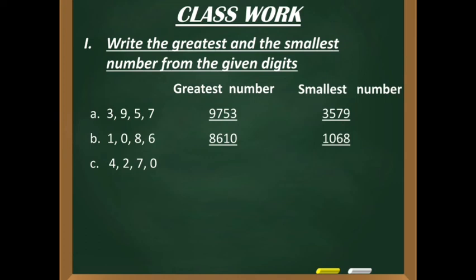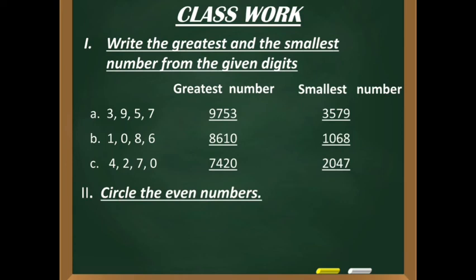Now 4270. Quickly tell me what is the greatest number? Yes, 7420. And what is the smallest number? 2047.